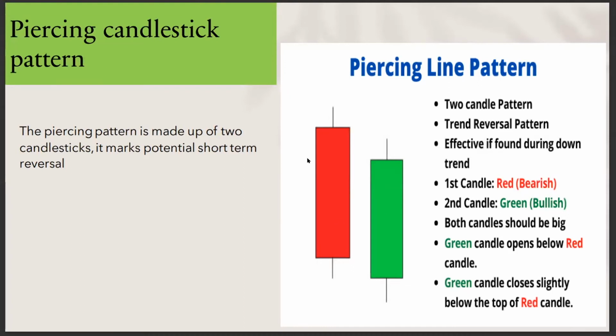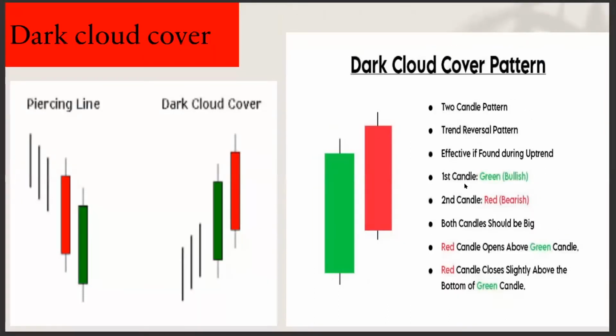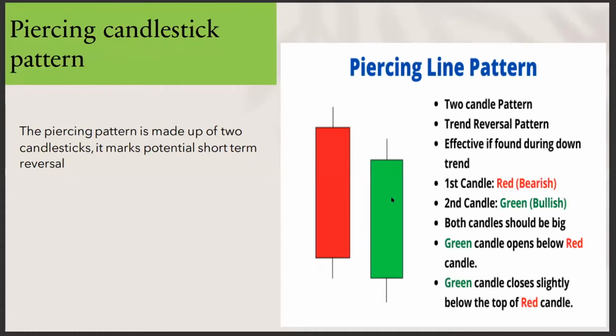This pattern at the bottom of the trend indicates that there is a reversal. Also, there has to be an area of confluence around this to take the bullish trade here, a long trade. The reverse of this is dark cloud cover. This is formed at the top of the uptrend. This indicates a reversal. This is similar to the piercing candlestick pattern, but this is at the top of the uptrend. The piercing pattern is at the bottom of the downtrend.